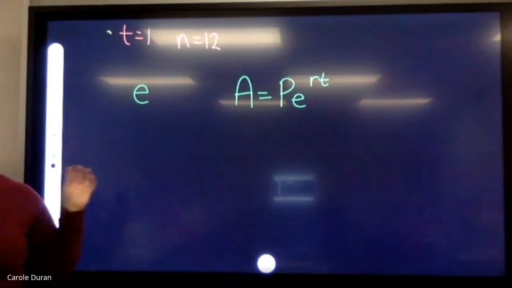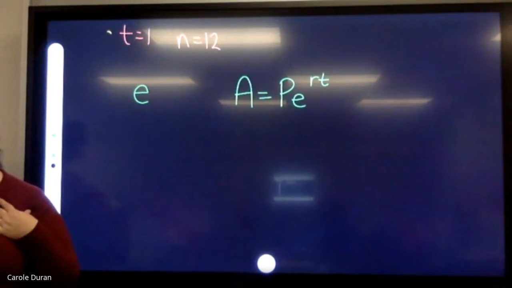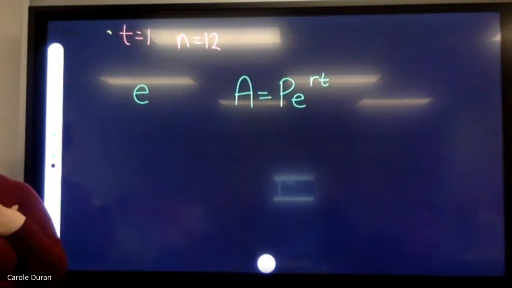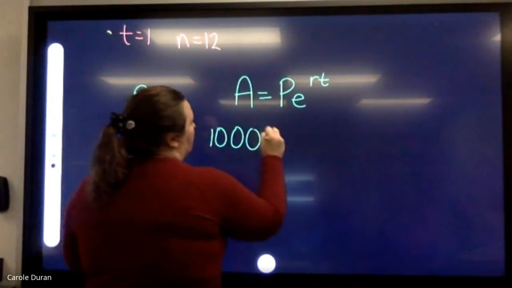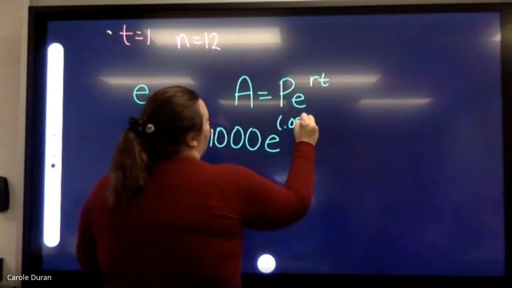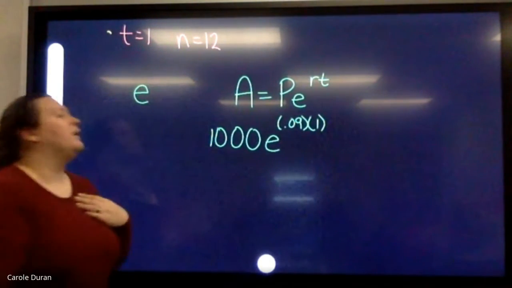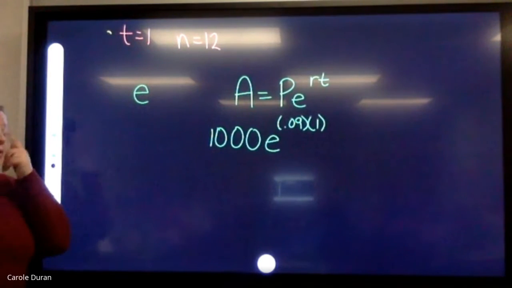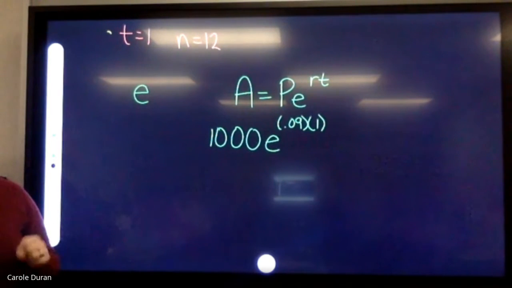So using the same information from the previous problem, assuming my interest is compounded continuously, I would like to find out how much money I have in that account after a year. From the previous problem, what was my principal amount? 1,000. What was my interest rate? 0.09. And how many years am I letting it sit for? Just like before, I suggest you do e to the power of 0.09 times 1 first, and then multiply your answer by 1,000.